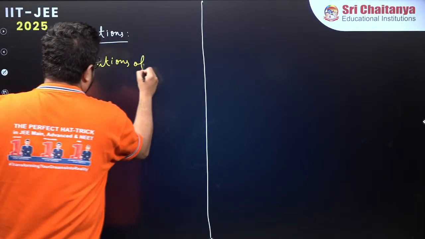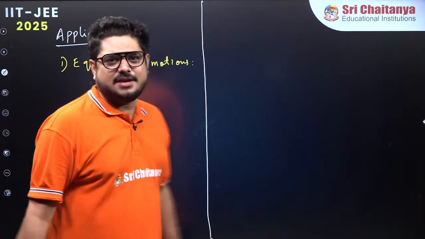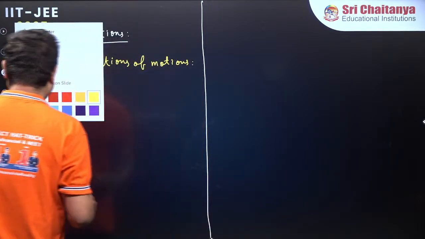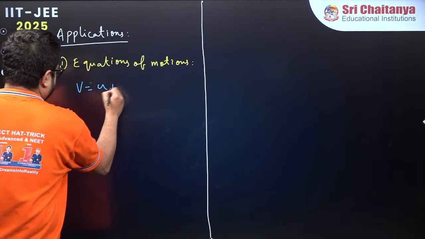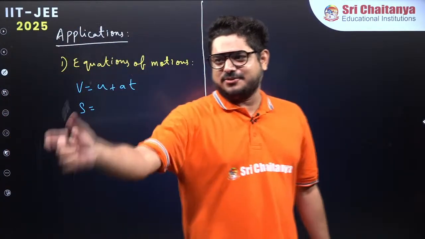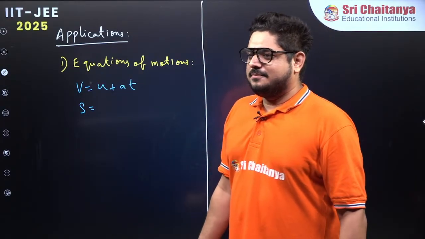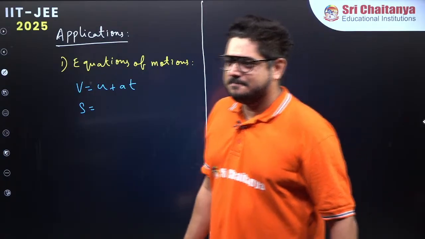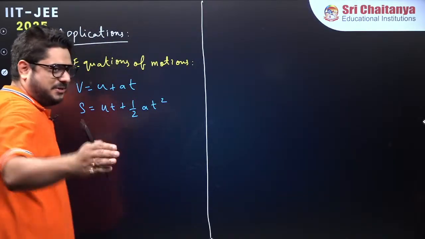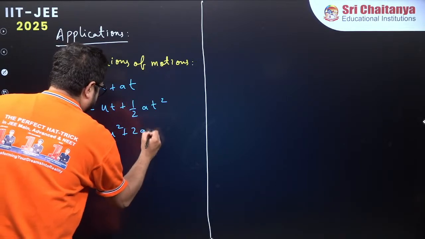In class 9th, I am 100% assured that most of the students are already acquainted with this term, equations of motion. What are they? If not, I will try to make you recall. The first one: v is equal to u plus at. Next, s is equal to ut plus half at square. This is about to be taught, don't worry. And the third one is going to be v square is equal to u square plus 2as.